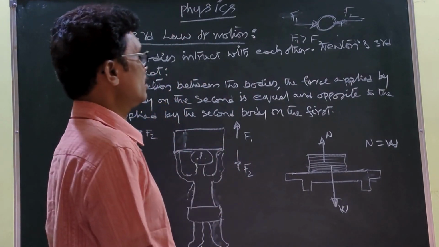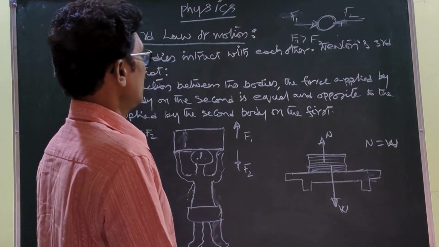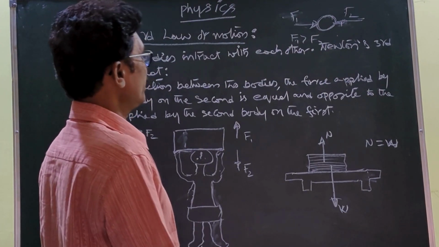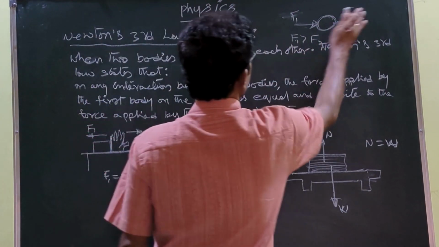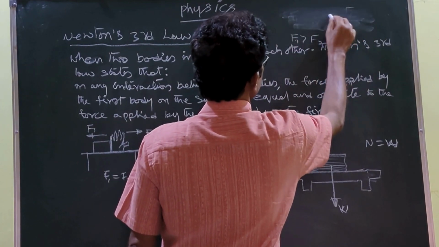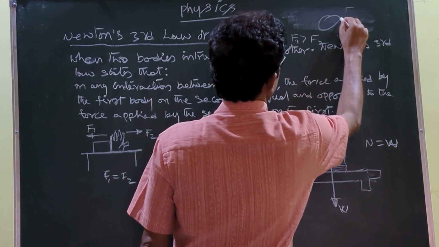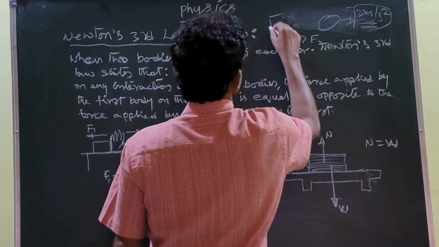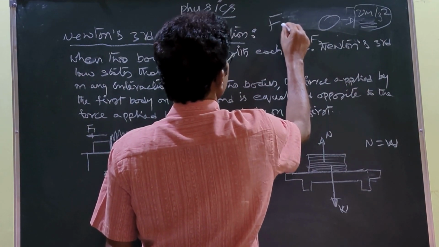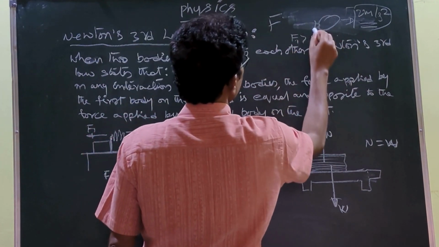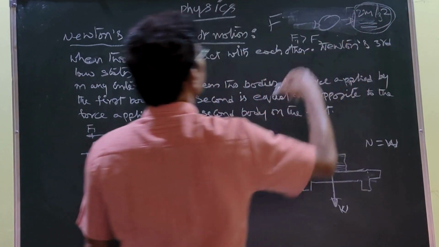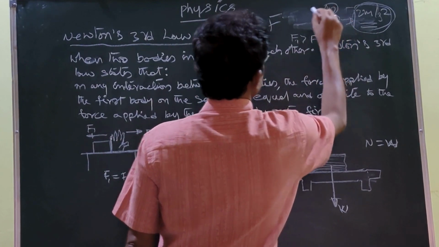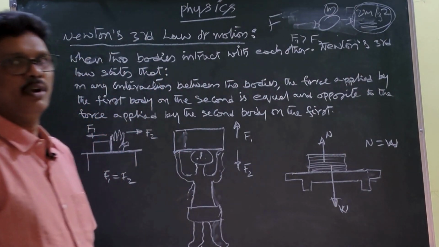The second law states that the force is needed to produce a given acceleration. Suppose this object gets accelerated at 2 meter per second square. We have to calculate the force, the amount of force that is required to act on this body so that this much acceleration is obtained by the object. Of course, this object has mass. So this is the statement of the second law.